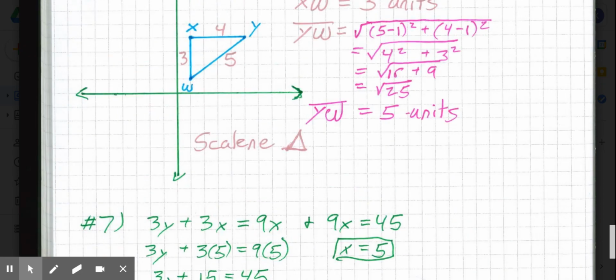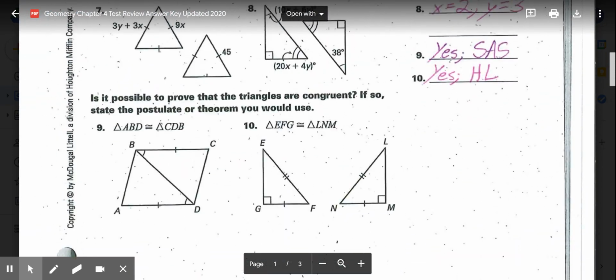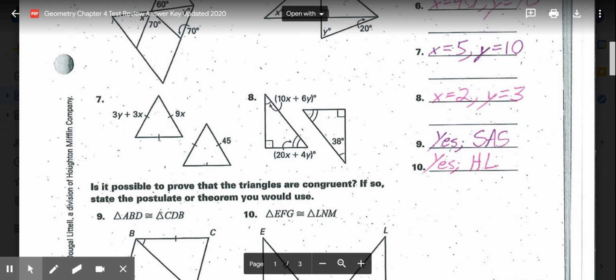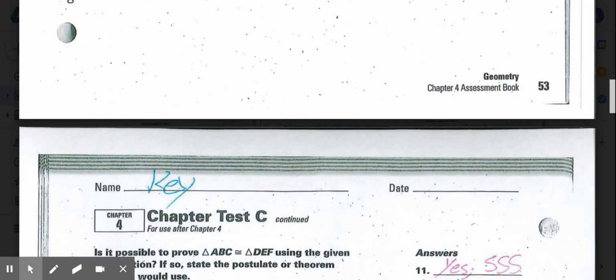Now in number 8, we need to go back to Algebra 1 and think about how do we solve when we have two variables in two equations. Well, if I look at this for number 8, I know that 10x plus 6y equals 38 degrees. Then I know this one here is 52 degrees because 90 and 38, what's missing is this angle. So I know the 20x plus 4y equals that piece there.